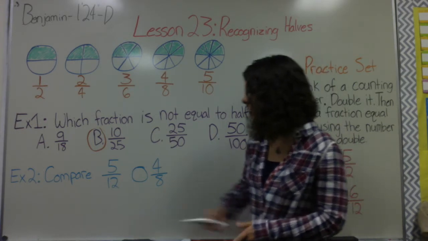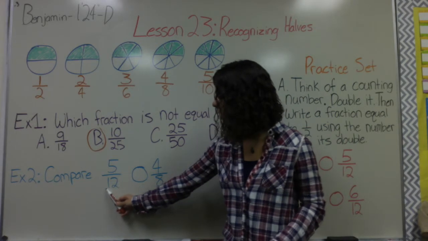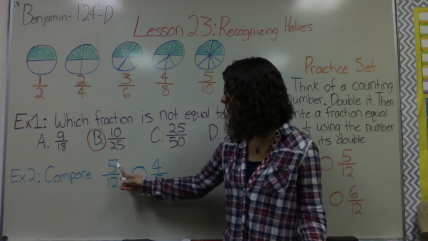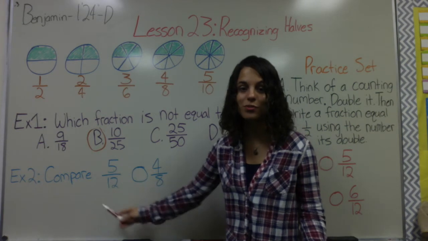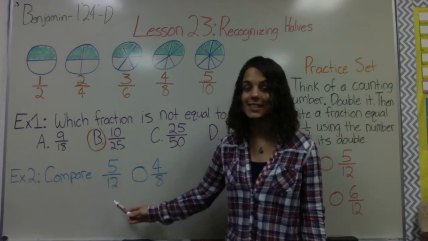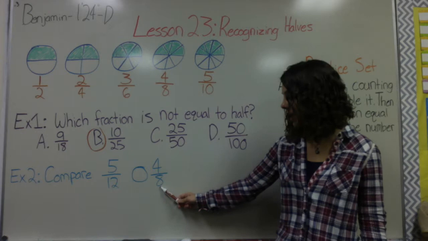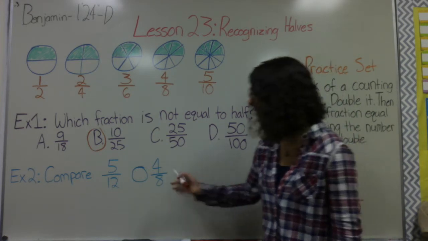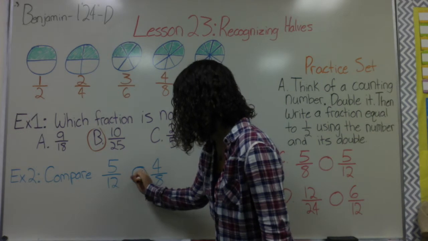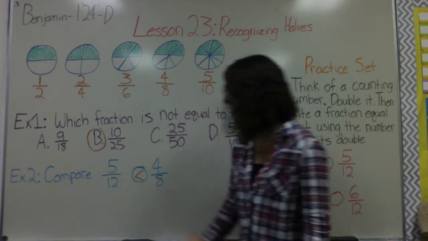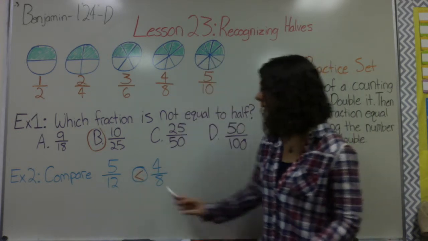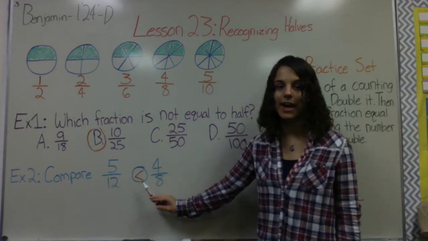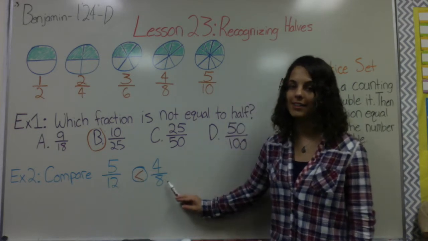Now if we look at our denominators, if I look at 12, half of 12 is 6. So 5 is less, that means 5/12 is less than half. Half of 8 is 4, so 4/8 is equal to half. So that means my half is greater than 5/12. So I read this problem as 5/12 is less than, that's my less than sign, less than 4/8.